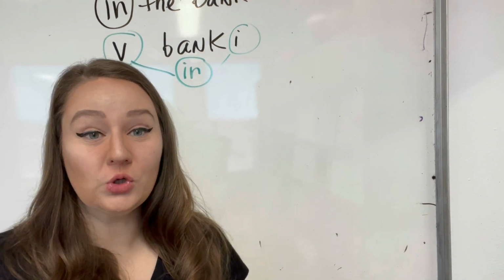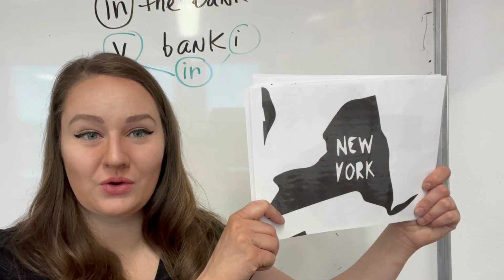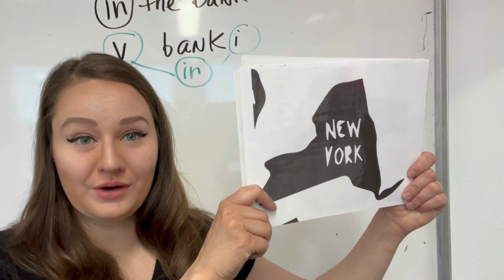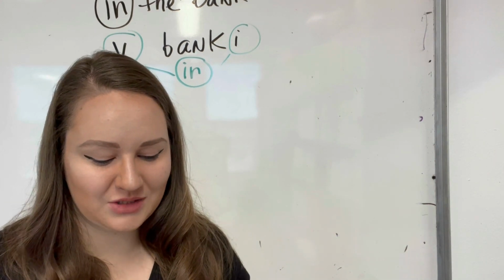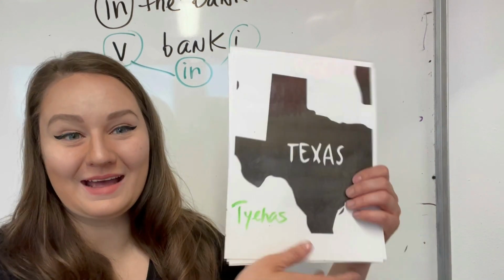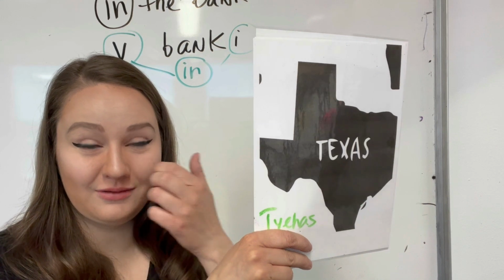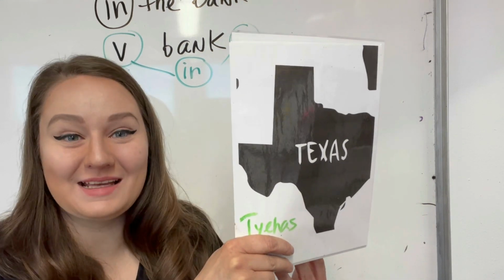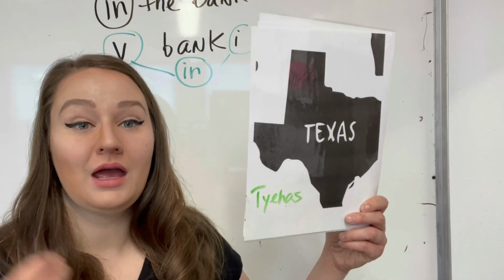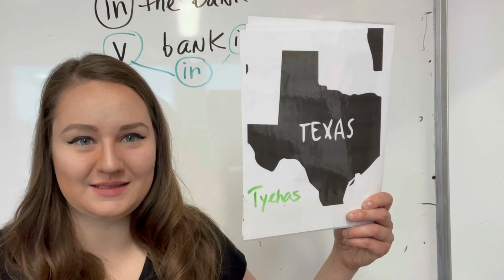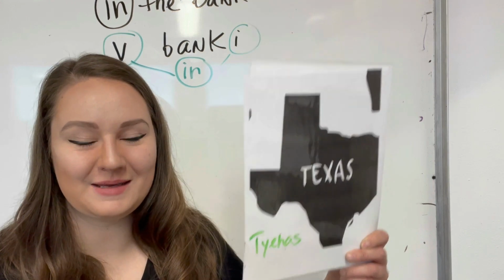Next one is New York. How do you say I'm in New York? Я в Нью-Йорке. Next one is Texas. Actually, in Russian, we don't say Texas, we say Техас. So how would you say I am in Texas? Я в Техасе.